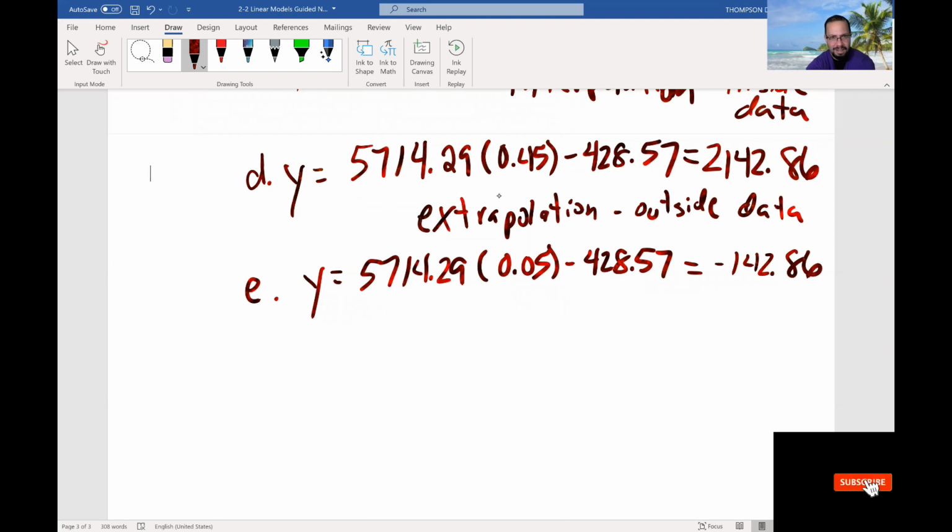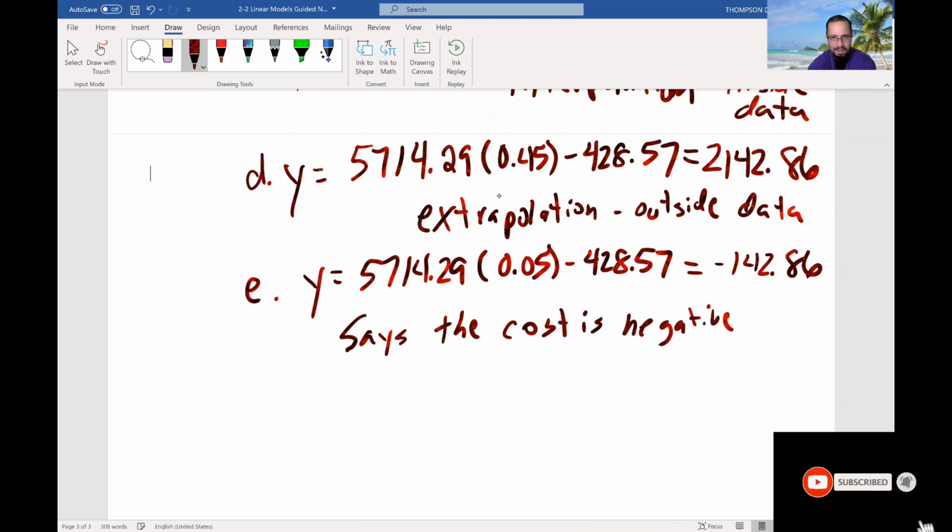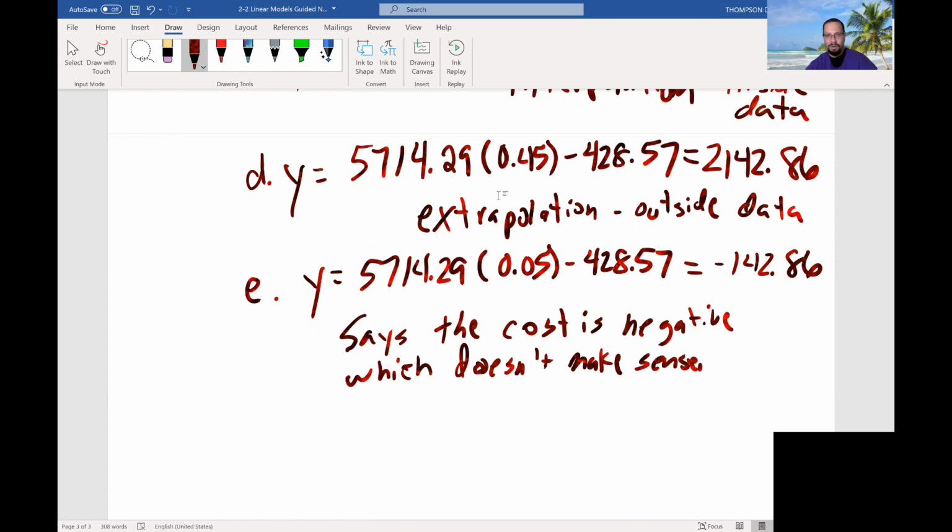So this says the cost is negative, which doesn't make sense. In other words, I'm paying you to take a 0.05 carat diamond off my hands, when I want to make money, not give you a diamond plus give you money on top of it. So that's why this model doesn't make sense for the 0.05 carat diamond.